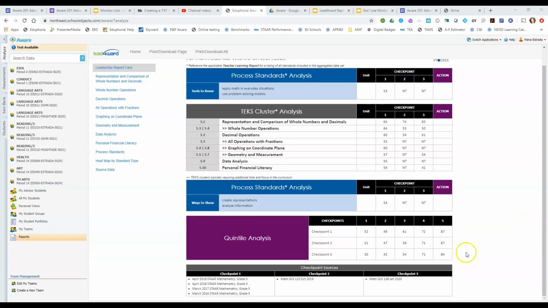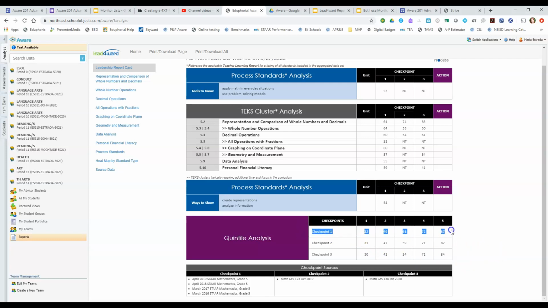The other thing that I like to look at is this quintile analysis. Now this one goes down, and if you follow Lead4ward, then you understand how they group students and break them up into as evenly as possible 5 equal groups. Quintile 1 is all of your lowest scorers, all the way up to quintile 5 is your highest scorers. Now, usually when we do a quintile analysis, we look at the actual names of students within here, but for this leadership report card, we're really only interested in their overall averages.